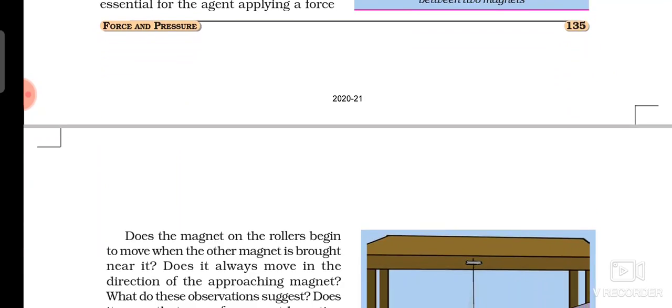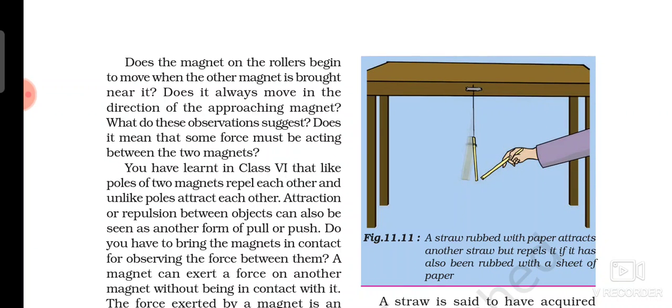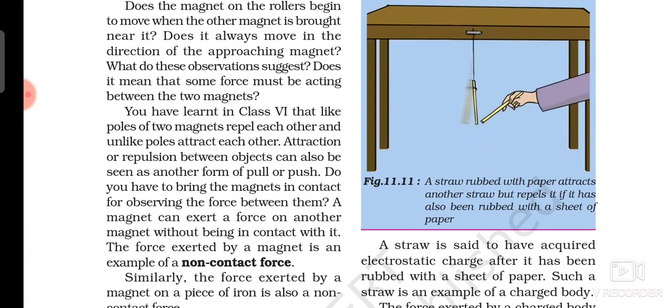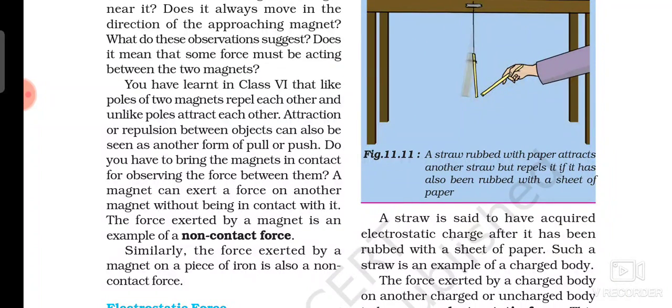Now what about non-contact forces? Non-contact forces means the force is applied between two objects without touching, without physical contact, without coming in contact with each other. The force which is exerted between two objects in this way is called non-contact force. Now we can further divide non-contact forces into three categories. First is magnetic force, second is electrostatic force, and the third is gravitational force.